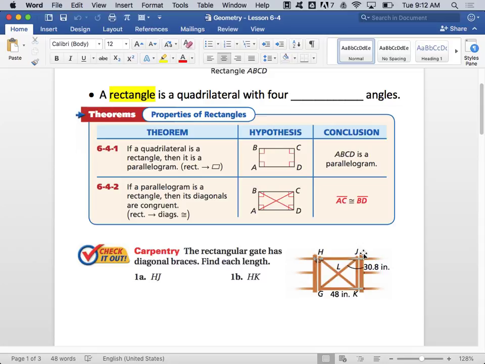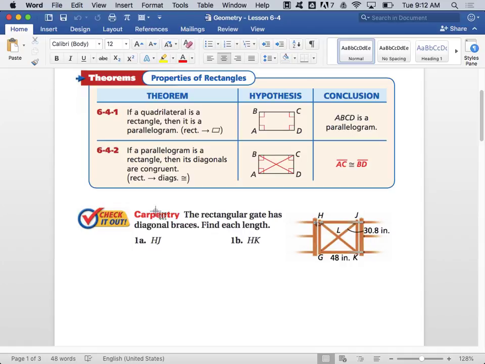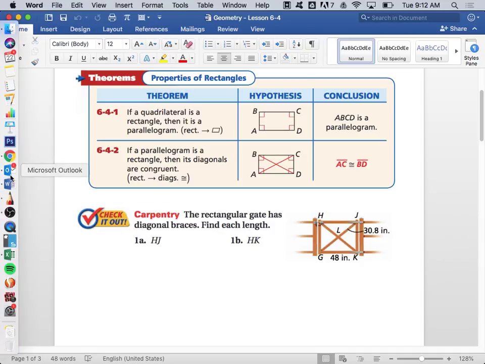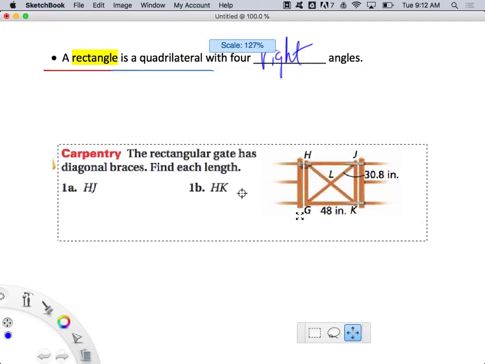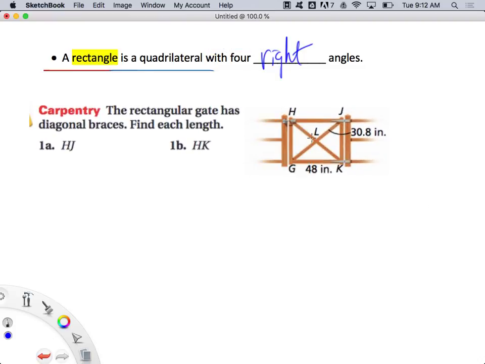Does that make sense? The rectangular gate has diagonal braces. It says, find each length. Alright, let's find each length. HJ is this length. Well, if this is 48, then this is also 48. Then it says HK, that's this length here. If this is 30.8 here, then this is 30.8 as well. So it makes the whole thing 61.6, and this whole thing is 61.6.